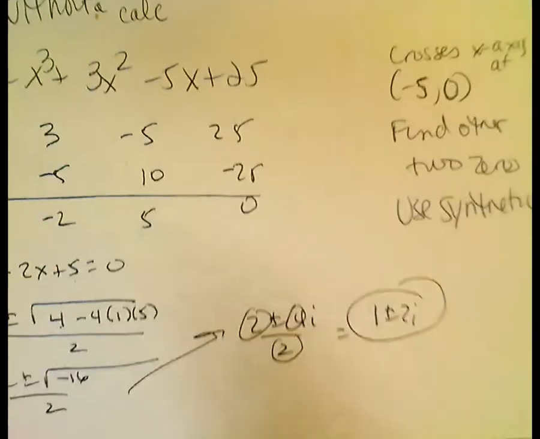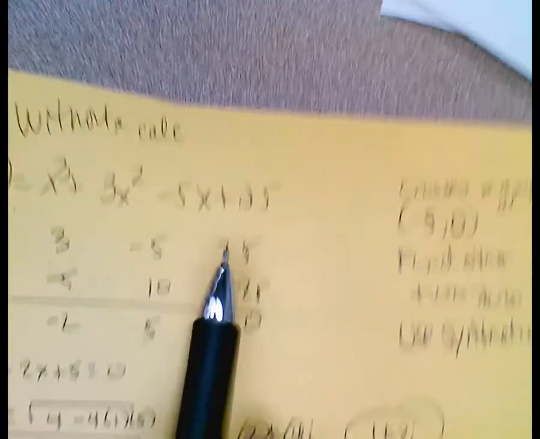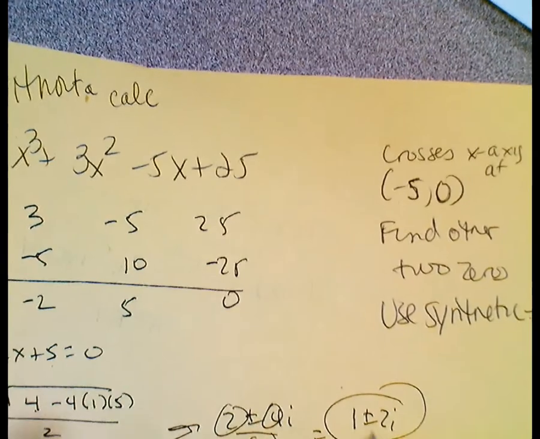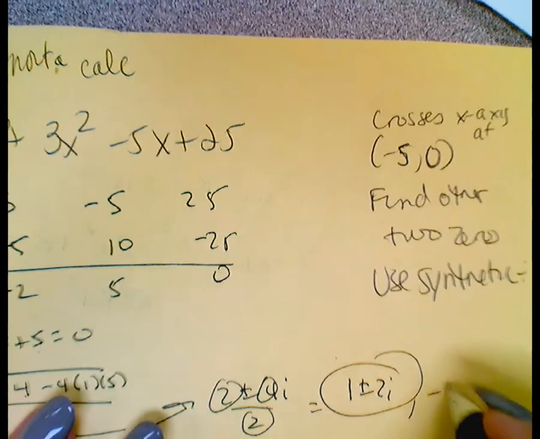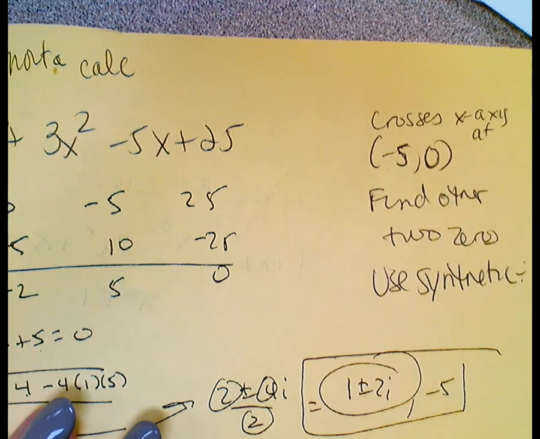So your 3 zeros, which there are 3 because it's cubed, is -5 because they told us -5, and the other 2 are 1 plus or minus 2i. So those are my 3 zeros.